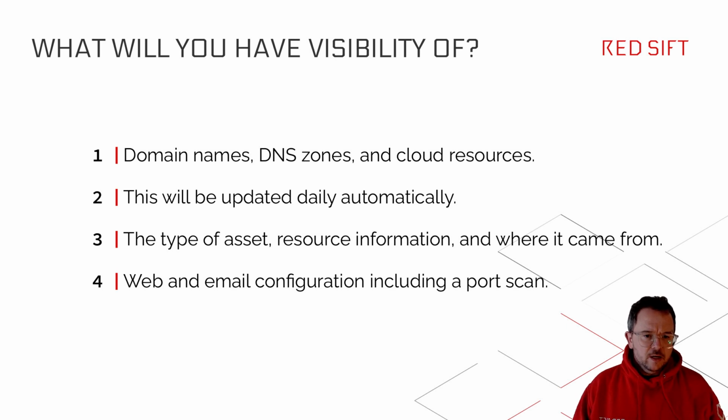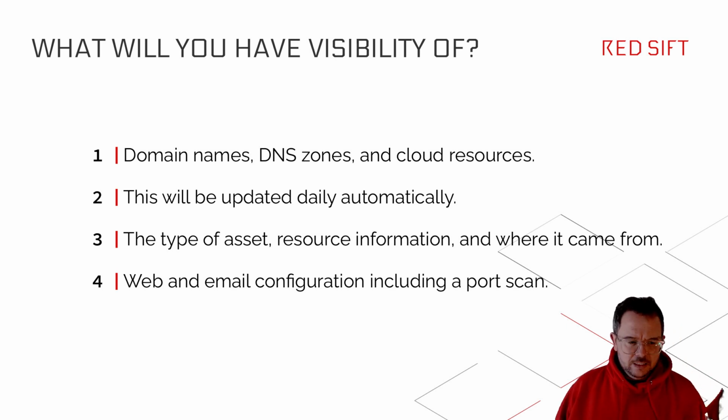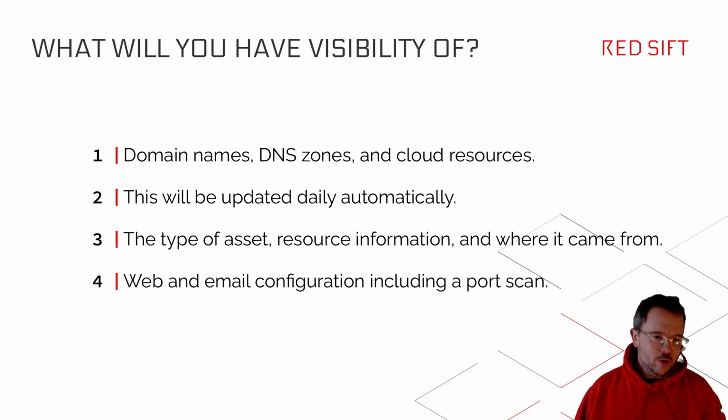You will have visibility of all the domain names, the DNS zones, and the cloud resources that exist within your AWS, your GCP, and your Azure accounts. This inventory will be updated daily, automatically, and continuously through a sync. The type of asset, the type of resource, and where the asset and resource actually came from will be included and will be shown within Red Sift. And we will automatically monitor the web and email configuration of what we find, and we will run a port scan if the asset found has an IP address.